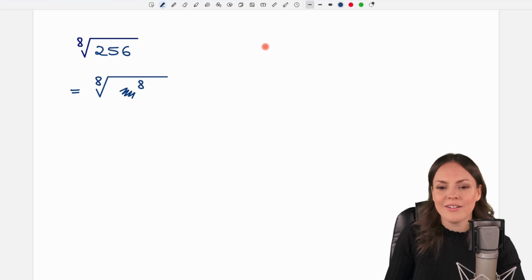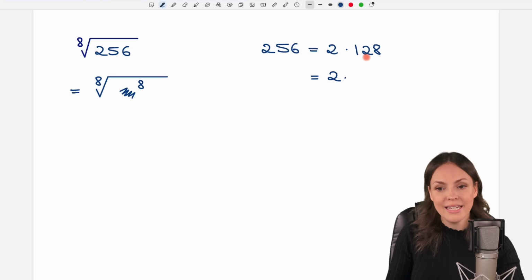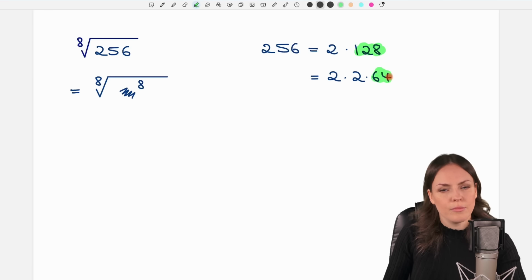So let's take a look at 256 and let's see which numbers are in here. So I want to write this as something times something. Because this is an even number, we know that the 2 is a factor of this number. So we can write the 256 as 2 times 128. And then we take a look at this number and try to do the same. It is an even number again, so I can write this number as 2 times 64. The same thing with this number.